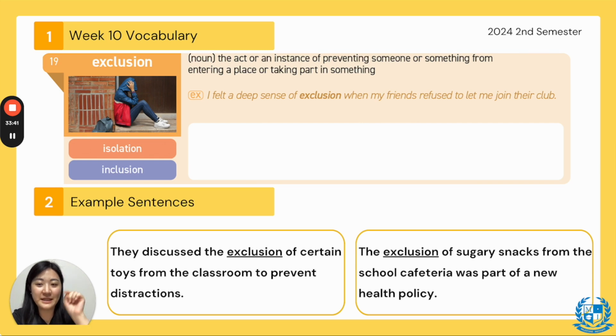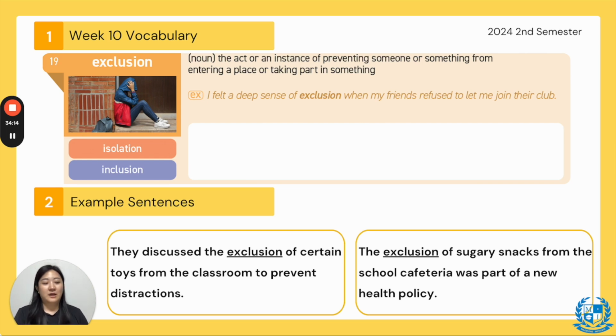It's not very nice. So the act of leaving someone out is exclusion because it is a noun. Let's read the example together. 1, 2, 3. I felt a deep sense of exclusion when my friends refused to let me join their club. That's so mean. So they wouldn't let them join the club, so they felt lonely and excluded, which led to exclusion. Sounds similar, right? Let's look here. It says they discussed the exclusion of certain toys from the classroom to prevent distractions.